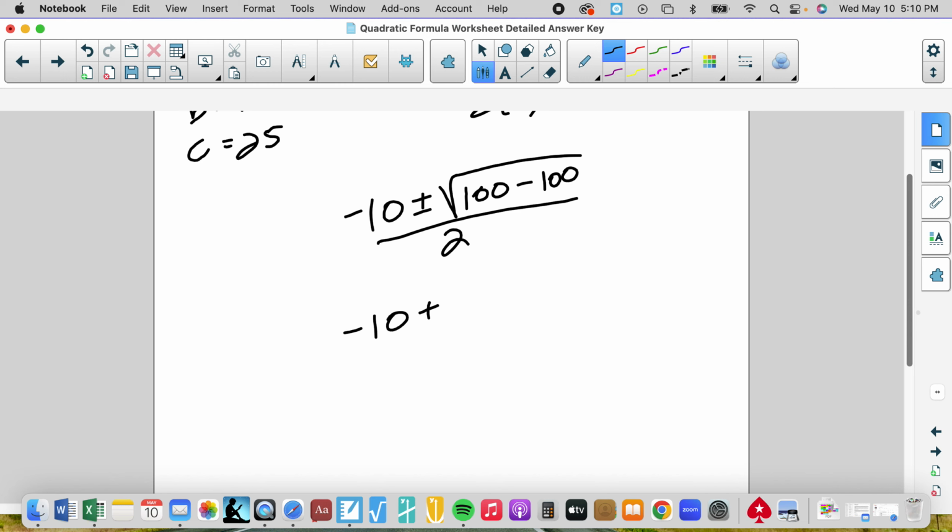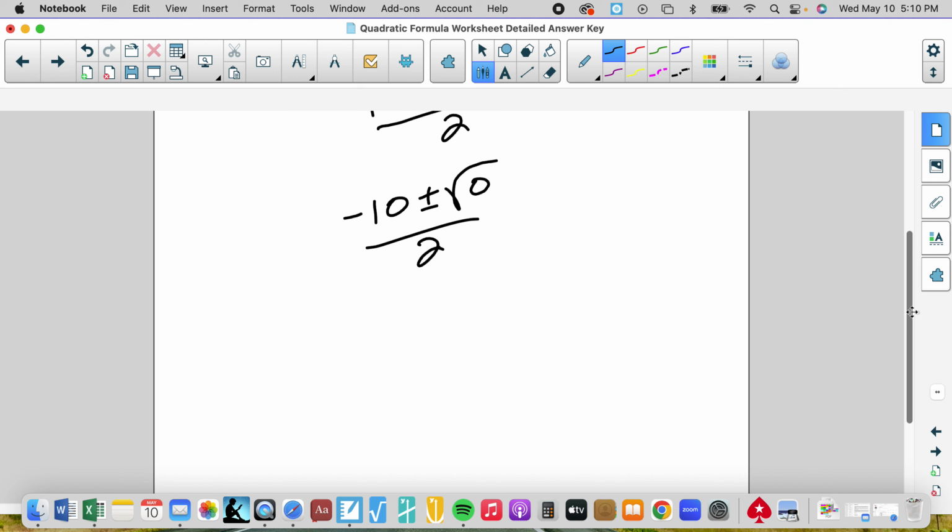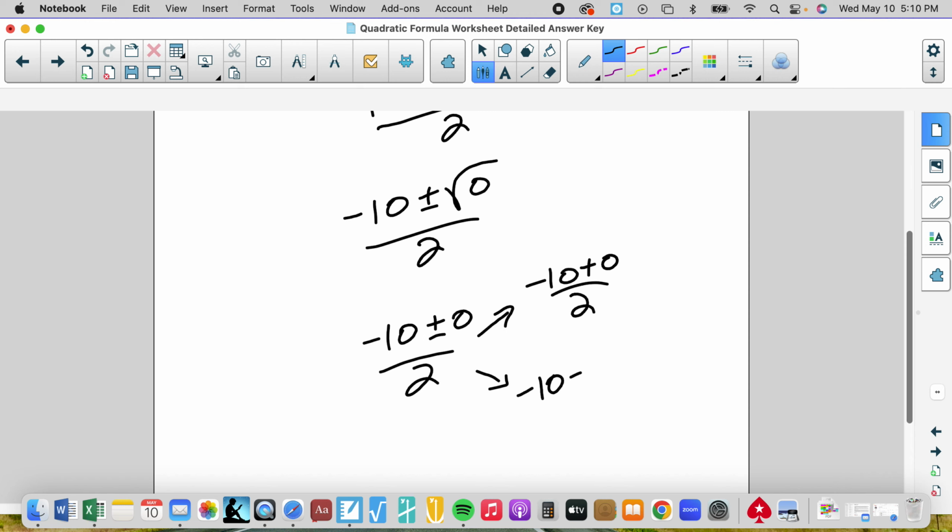Negative 10 plus or minus the square root of 0 over 2. Square root of 0 is 0. So you have negative 10 plus or minus 0 over 2. So you have negative 10 plus 0 over 2, and you have negative 10 minus 0 over 2. That gives me negative 10 over 2, which is negative 5. This gives me negative 10 over 2, which is negative 5.